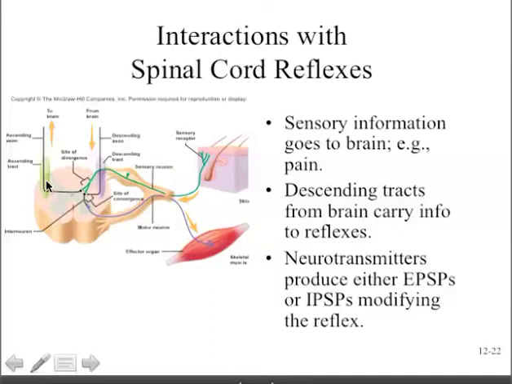Again, notice that this is in the white matter of the spinal cord near the periphery, and then at the same time, information will come down from the brain via descending tracts which can modify the reflex after it's been executed. But again, the brain really is the last part of the nervous system to know about the response to the stimulus. The reflex executes really before the brain gets involved to a great extent.